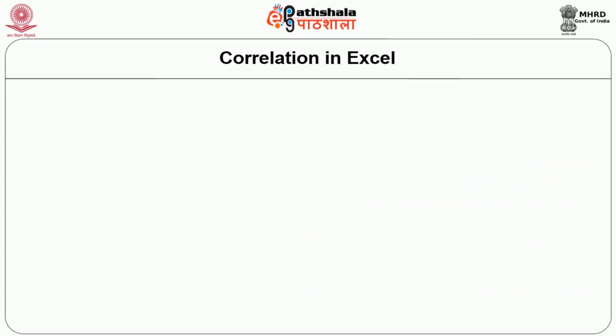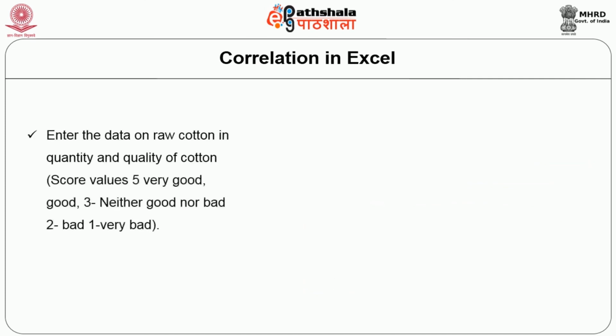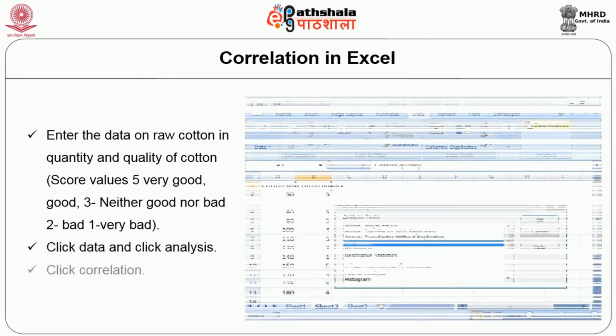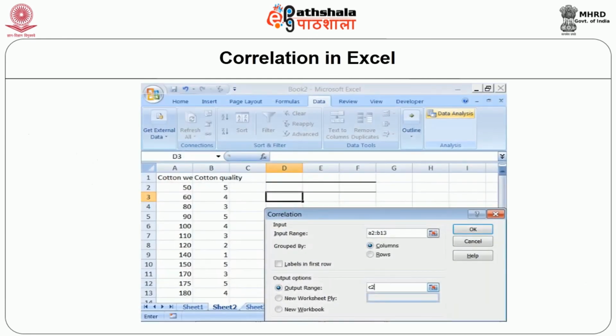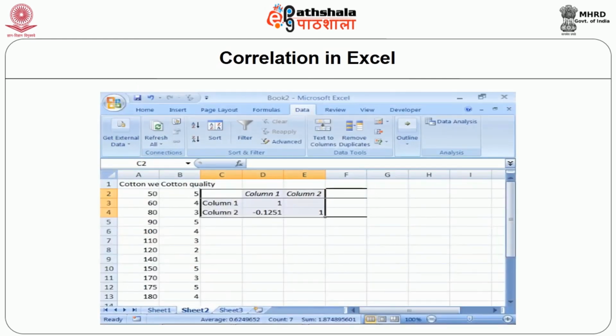Then correlation in Excel. The following is the procedure. Enter the data on raw cotton quantity and quality of cotton. Click data and click data analysis. Then click correlation. A dialog box will open; select input range as A2:B13 and output range as C2. Click OK. The output will be displayed in the specified output range.